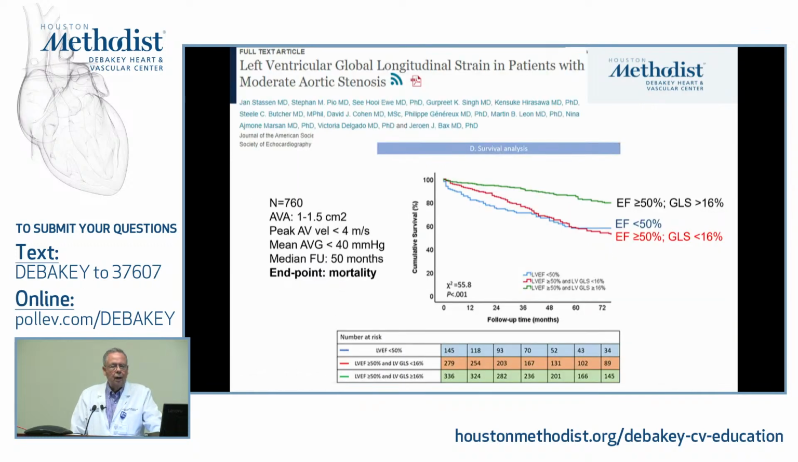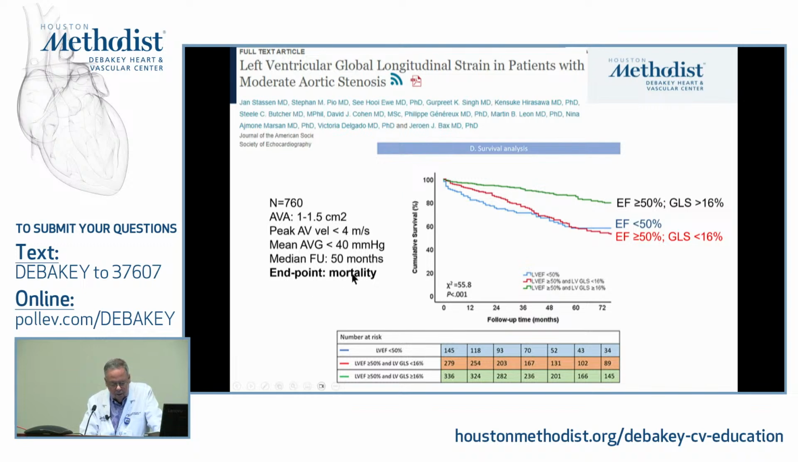But this is even a more interesting paper. This is published very, very recently. I'm trying to see if I have the date, but I think this is at 2023. 760 patients with moderate aortic stenosis. In other words, peak velocity less than 4, mean gradient less than 40, valve areas usually were 1 or better. Okay? Follow for 50 months.